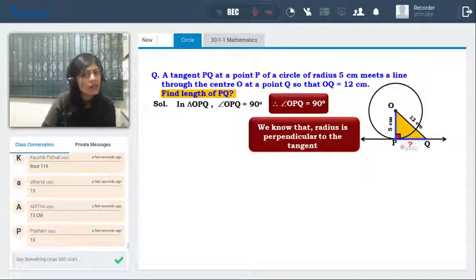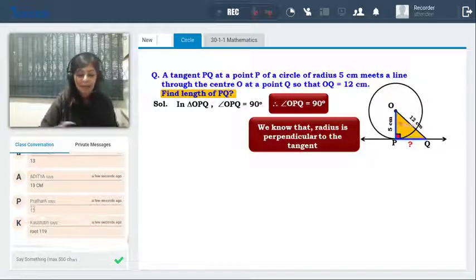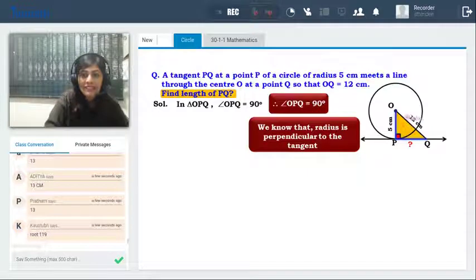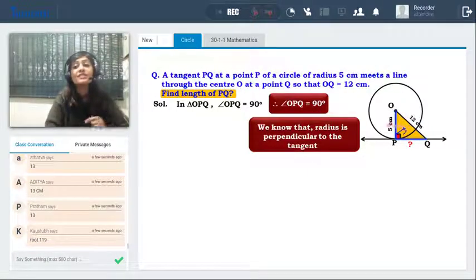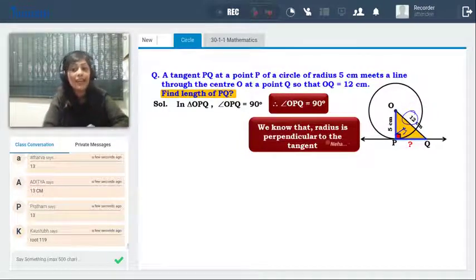Please observe, is PQ the longest side? So 13, right? You've got it more than OP and OQ, which is 5 and 12. Is PQ the longest side of this right angle triangle, students? No, please observe. The right angle is at P, and always the side opposite to the right angle is the hypotenuse, which is the longest side. So 12 is our longest side. Our final answer has to be less than 12, yes?